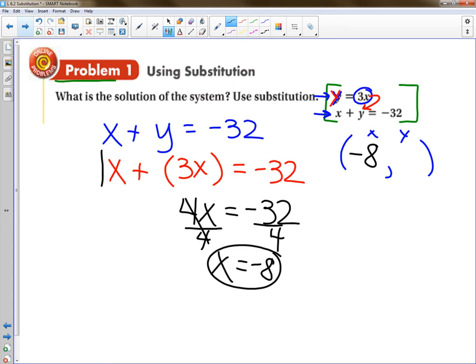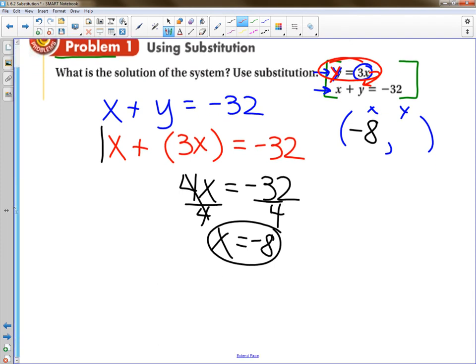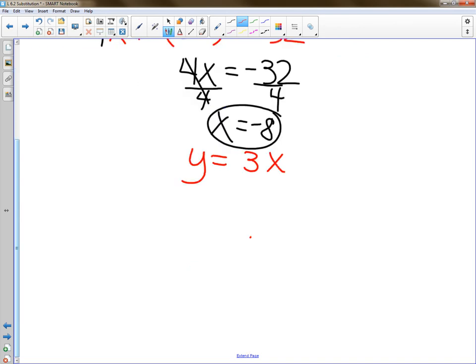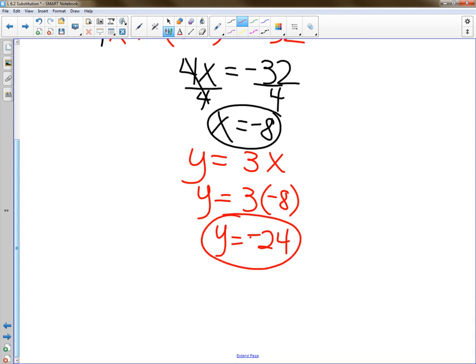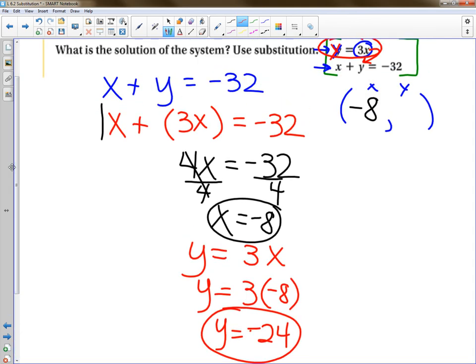Well, if we know what the x coordinate is, and we have an equation that says y equals, then we can substitute for a second time. y equals 3 times x, and x equals negative 8. Substitute the value of x, which is negative 8, and we can figure out what y equals. 3 times negative 8 is negative 24. And that's the second coordinate, negative 24. And that's our solution.